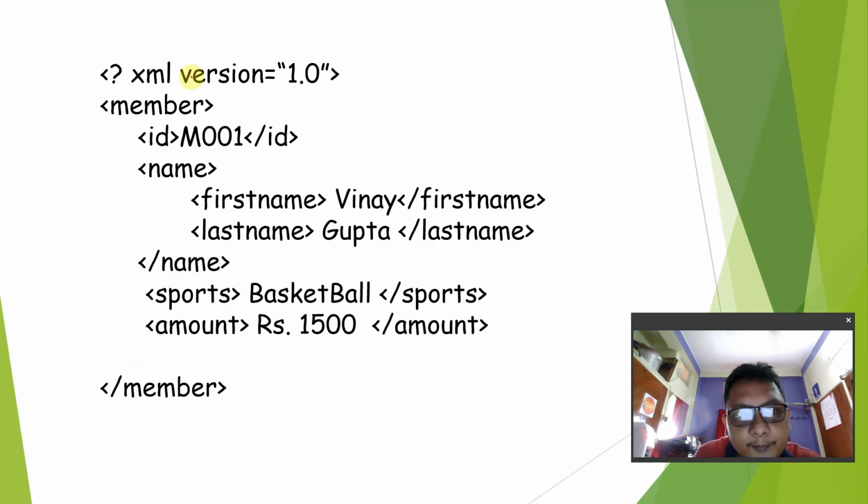This is an example. Whenever you are writing XML code, first you have to start with a question mark and an angular bracket, within which you write the XML version in this way, which I have written here as 1.0. Within that, I am writing the member tag. This member tag is the start tag here.